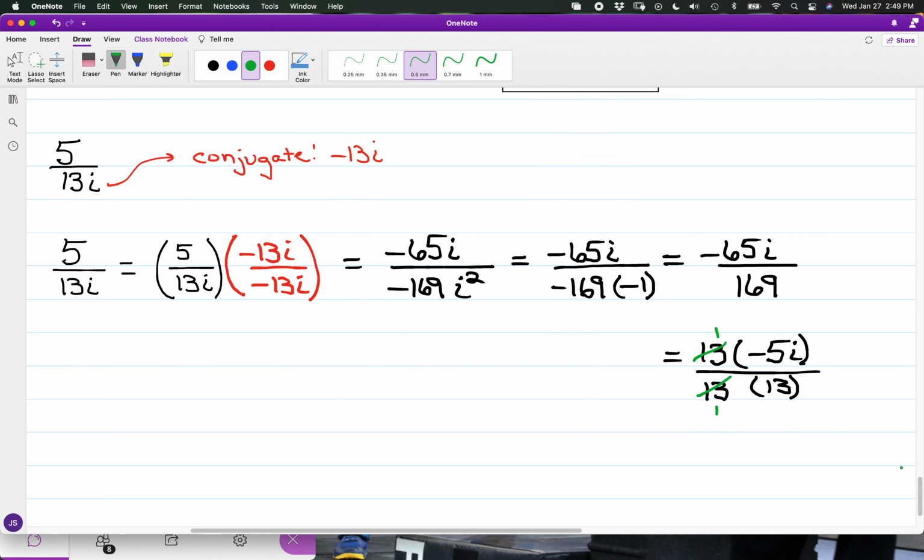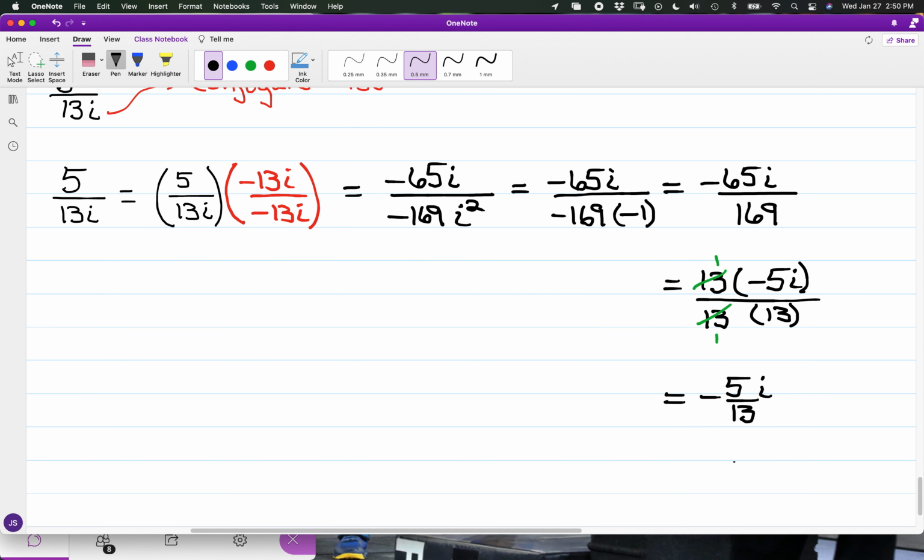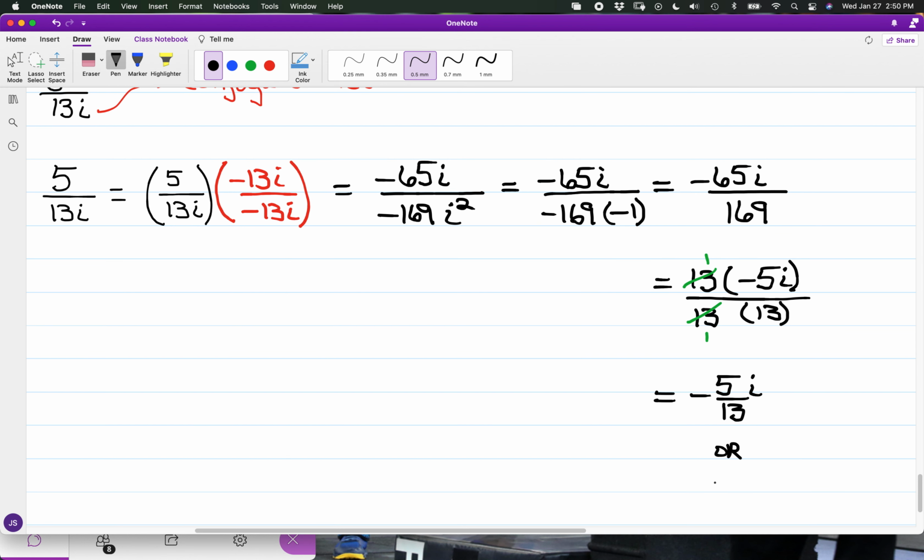So for the reduced form, it turns out that 5 over 13i translates out to negative 5/13 of i. And if there were another way to express this, in the explicit a plus bi form, you have only an i term, so your a value would be 0. So the other display would be 0 minus 5/13 of i.